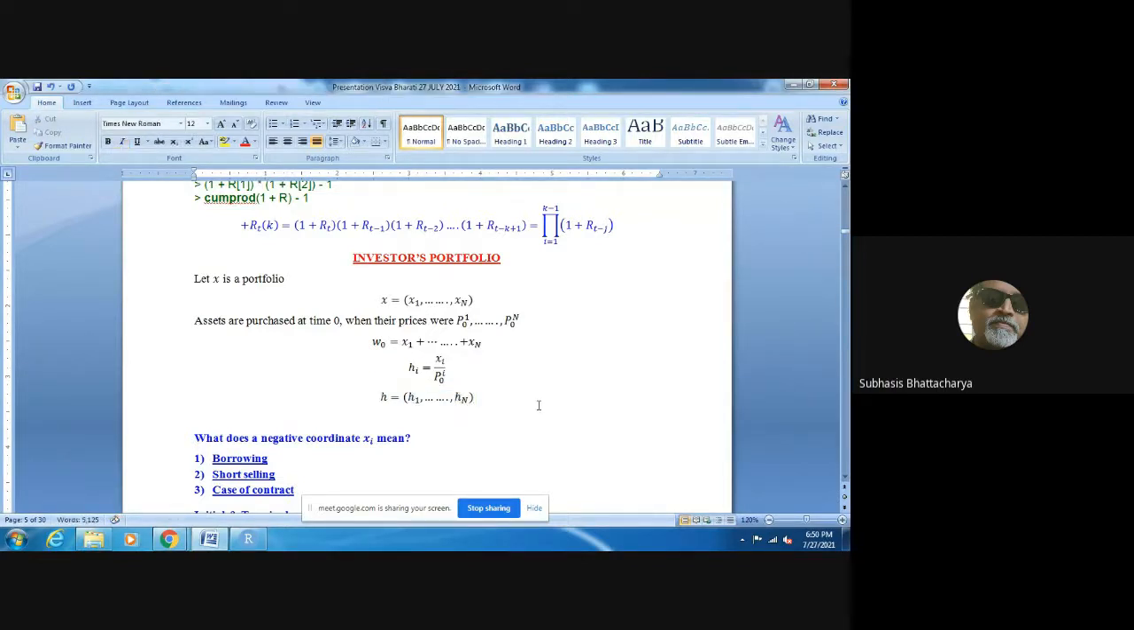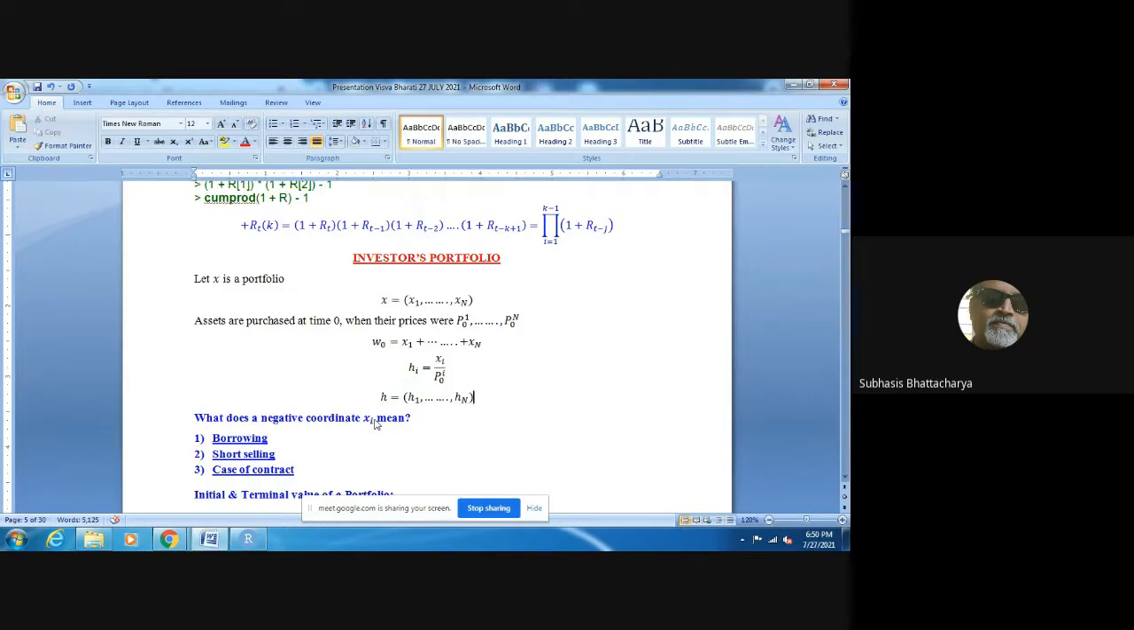In terms of H also. So either you express it in terms of the monetary units or maybe in terms of the physical units. And normally we are dealing with those who are familiar with the share market or this kind of things. They are normally dealing with the physical units rather than monetary units.